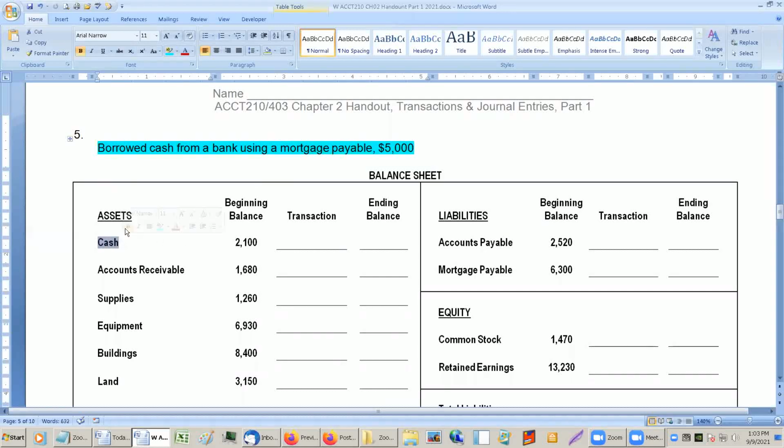Oh, because we borrowed cash. Okay. Yeah, so we got more cash now. Now we're going to have to pay it back at some point, but right now we have more cash. And then we also have this mortgage payable. Okay, for 5,000. I'll put a plus sign in front of that. Okay, so 7,100.